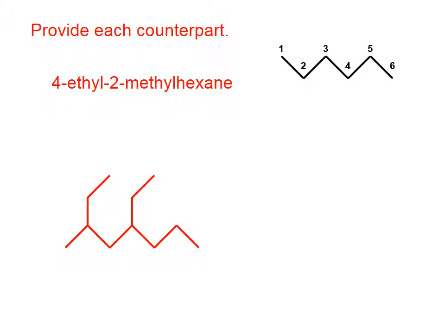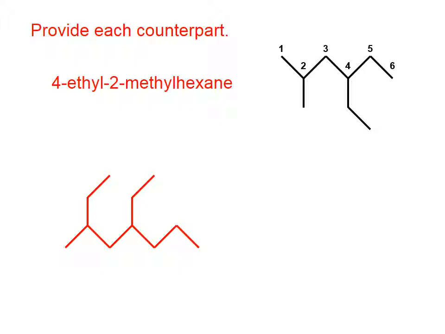How many carbons does an ethyl group have? Eth means 2, so an ethyl group has 2 carbons. So connected to carbon number 4, we have an ethyl group right there. Connected to carbon number 2 is a methyl group, just like that.